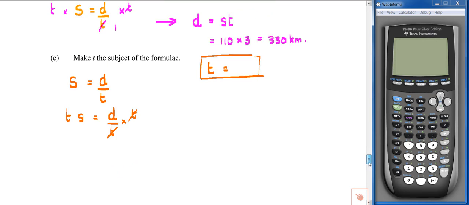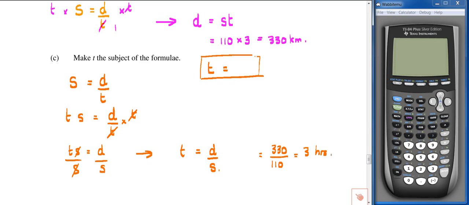But now we want t on its own, so we have ts is equal to d. If we now divide both sides by s, the s's cancel out on the left hand side, and what we're left with is the transposed formula, t is equal to d over s, the formula now for t, where t is equal to distance over speed. And again, you can substitute in, your distance was 330 kilometres and the speed was 110, and that gives you back your 3 hours. Okay, so that's actually one of the easiest formulas there is, and you notice some of these simple formulas are actually very easy to derive.